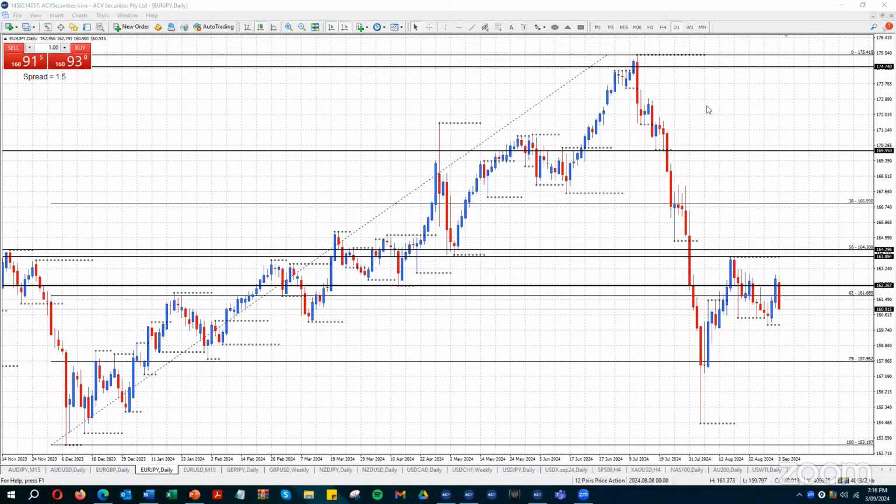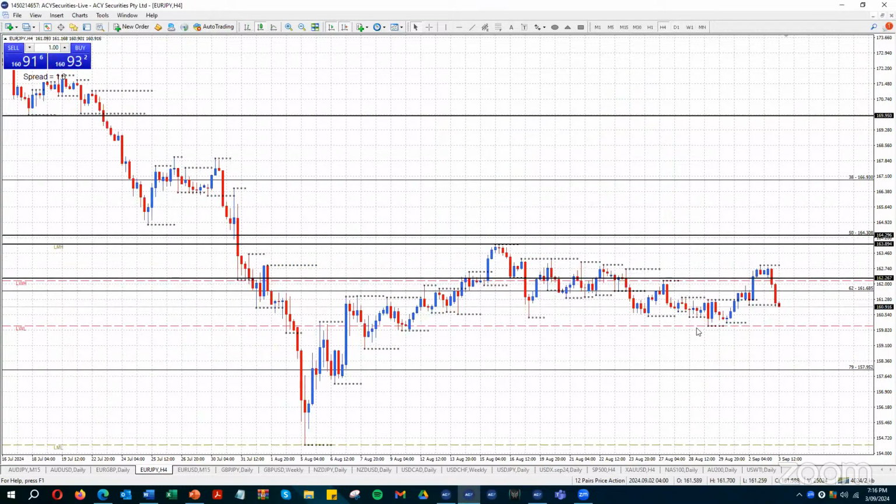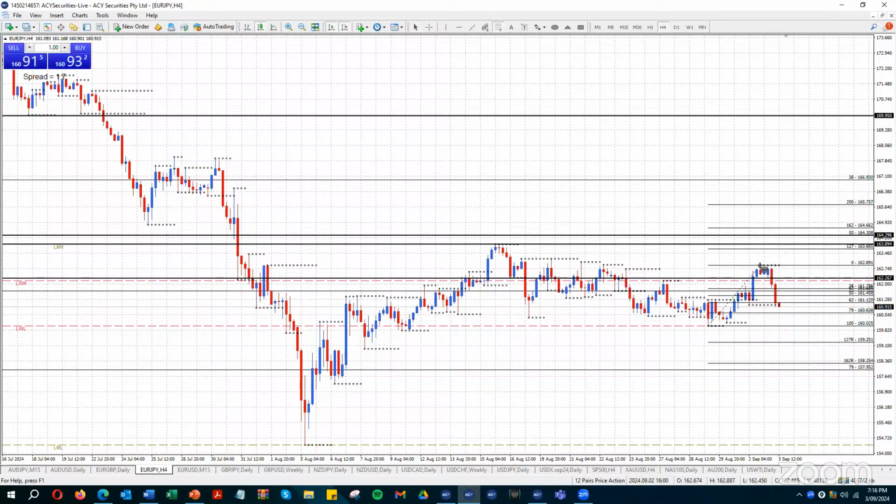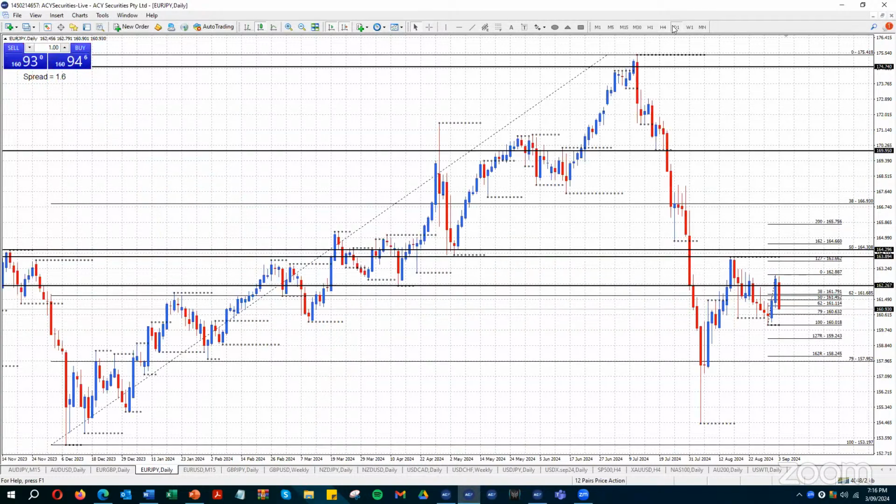So if we've got a slight upward bias, I would, on the 4-hour chart, draw a fib across that range. Then let's go back to my daily. Put a line in 164.11.